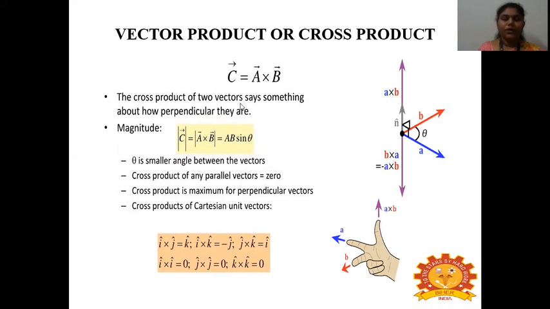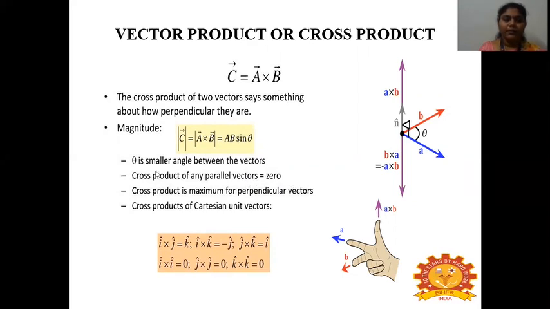The cross product of two vectors tells us how perpendicular they are to each other. The magnitude is given as modulus of C vector equal to modulus of A vector cross B vector, which is A into B into sine theta, where theta is the smaller angle between the two vectors A and B. Next, the cross product of any parallel vectors will be equal to 0.